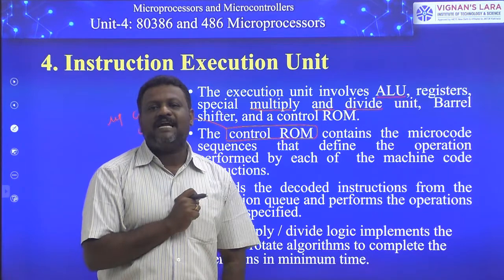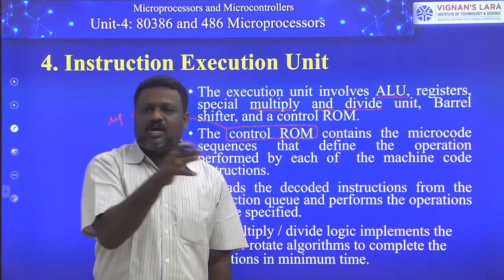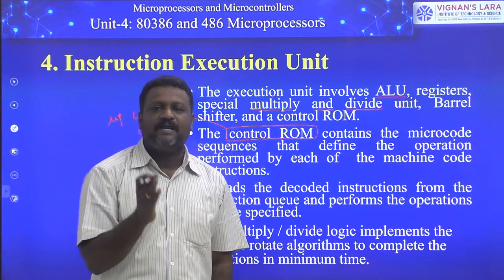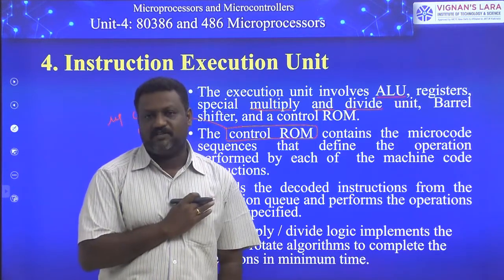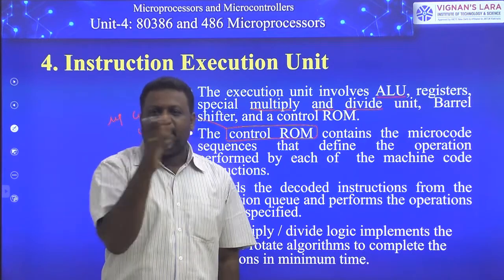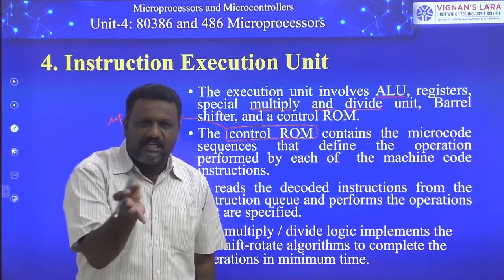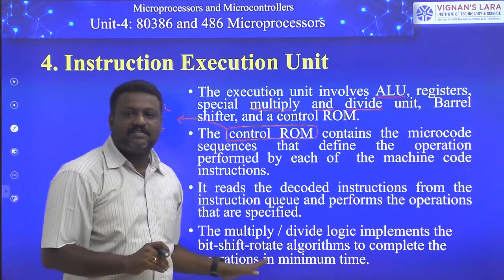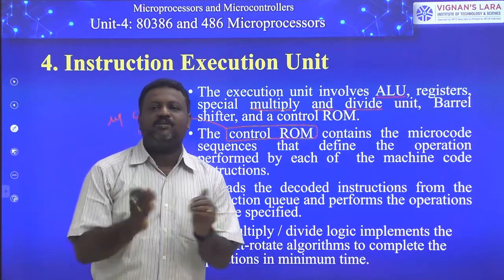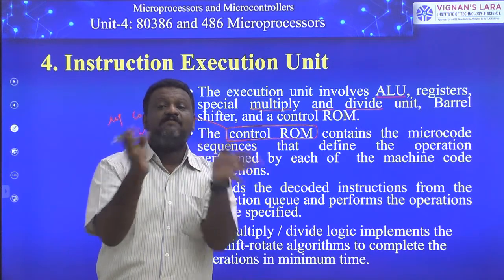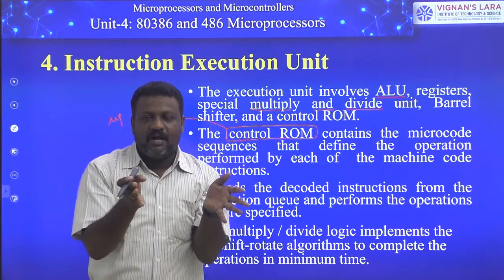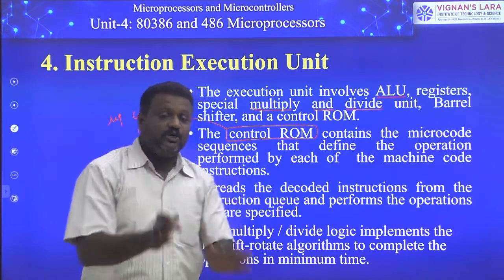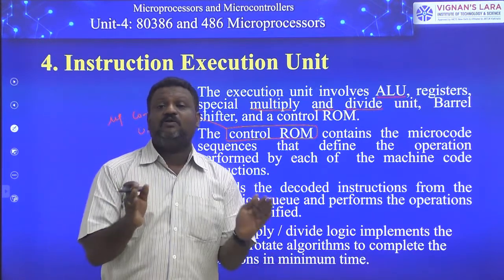In order to reduce the time to do a multiplication or a division operation in your processor, what I have to do is take a separate, dedicated multiply and divide circuit. This multiplication and division I do with the help of a dedicated multiplication and division unit. In that case, I will use a simple concept, that is bit shifting as well as rotating algorithms. That means the multiplication and division operation I do with the help of bit shift and rotate algorithms.